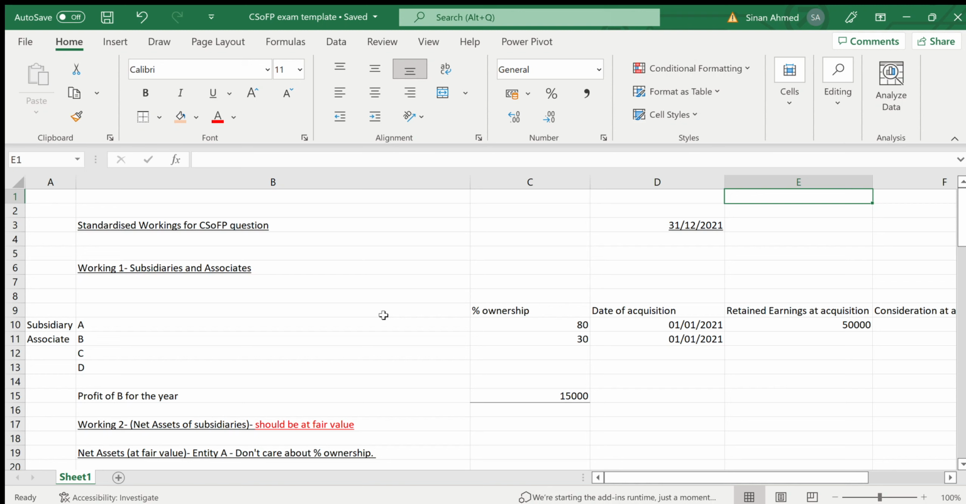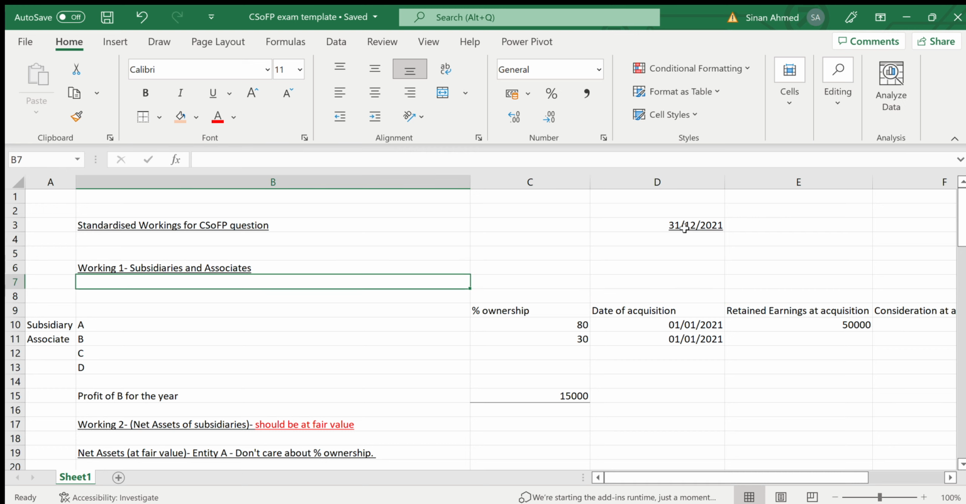Hi everyone, so we're going to be going through the standardized workings for this consolidated CSoFP question, and for a change we're going to be using Excel to reflect the exam software, but I appreciate the exam software has limitations. So firstly, you need to make a note of your year end, that would help, and you need to know who your parent is.